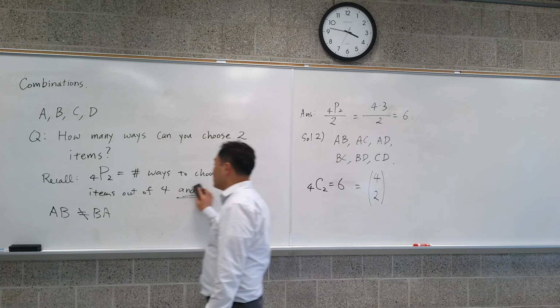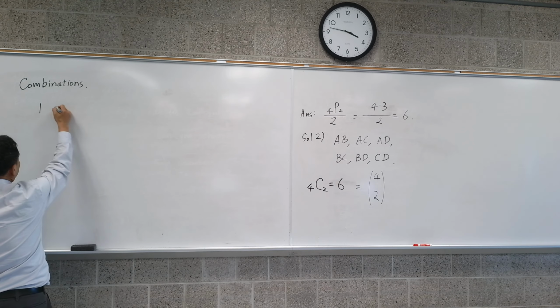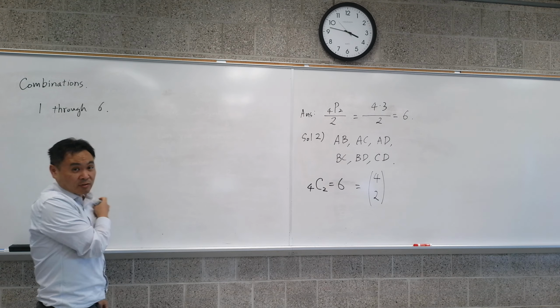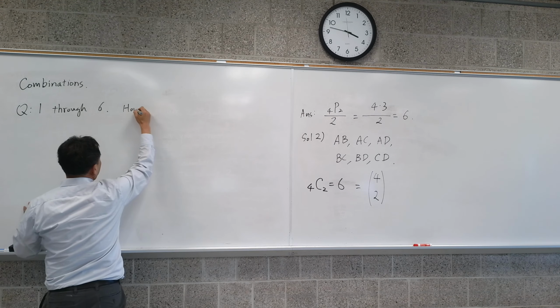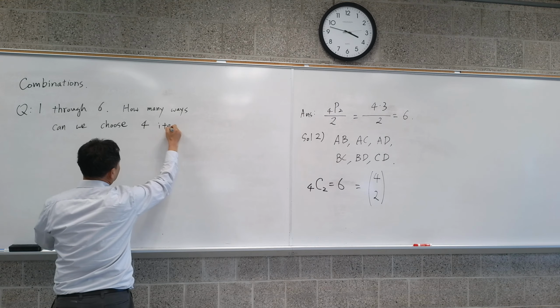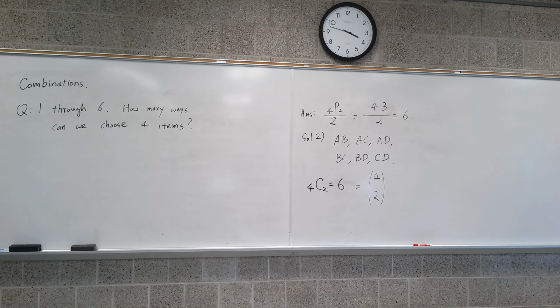All right. So now let's try something harder. What if we have, say, 1 through 6? Okay. So 6 cards. So question is, how many ways can we choose four items? Four items out of six. So let's think about that.